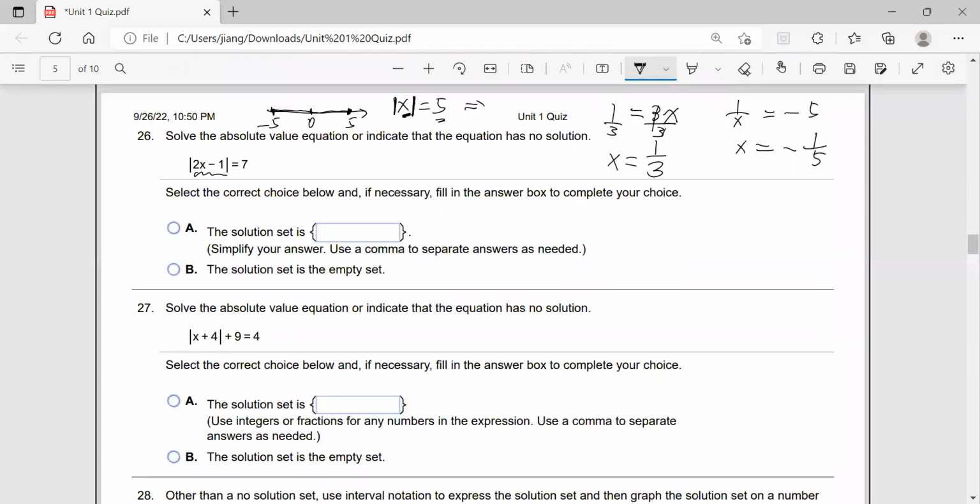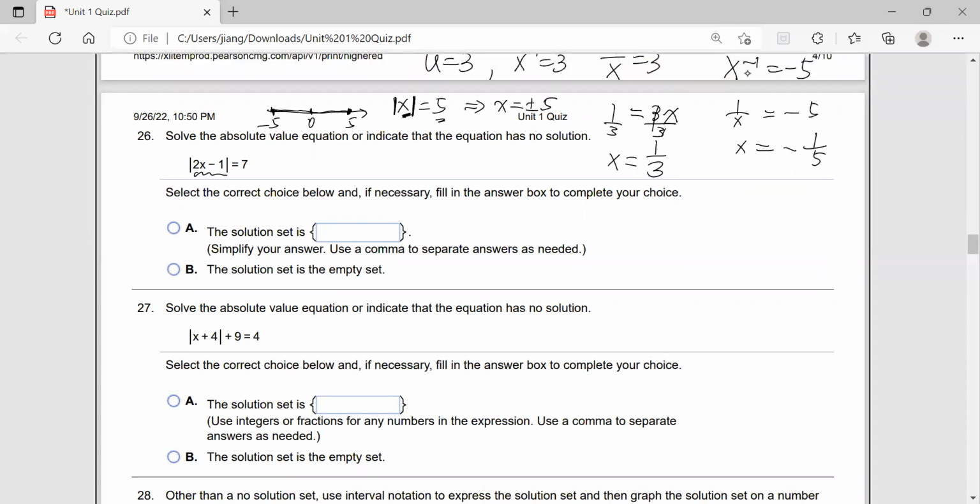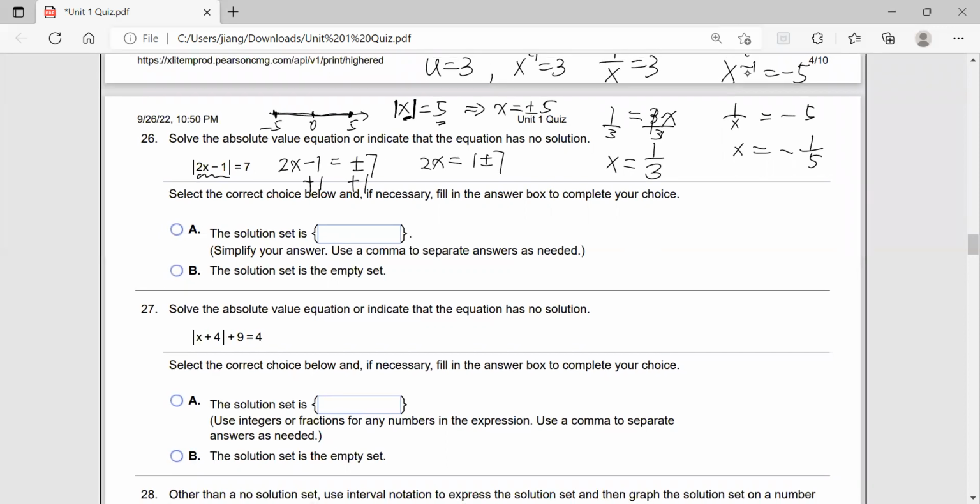From solving this, x is +5 or -5. And here is the same thing. That means 2x minus 1 equals +7. You get two solutions. So add 1 to both sides. So 2x equals 1 plus or minus 7. The first case is plus. 2x equals 1 plus 7 is 8. So 2x equals 8, x equals 4.